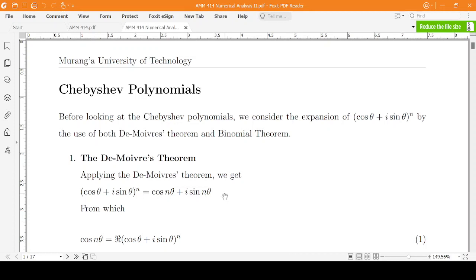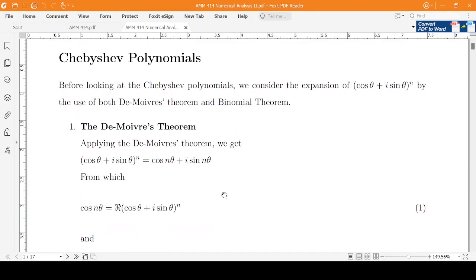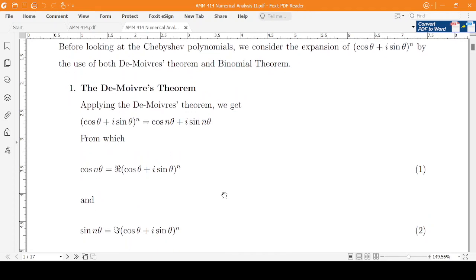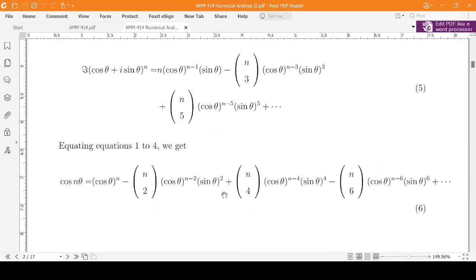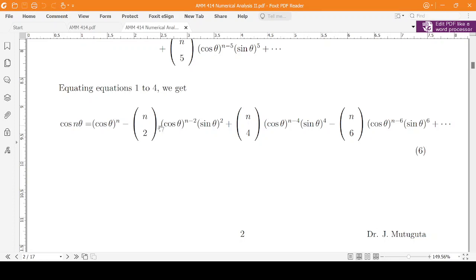Now, in our last video, we talked about the Chebyshev polynomials, and we were looking at the introduction, where we considered the expansion of the expression (cosine of theta plus i sine of theta) to the power n, using two theorems. One theorem being De Moivre's theorem, and the other the binomial theorem. From the expansion, we equated the real parts, and we were able to come up with an expansion of cosine of n theta in terms of cosine of theta.